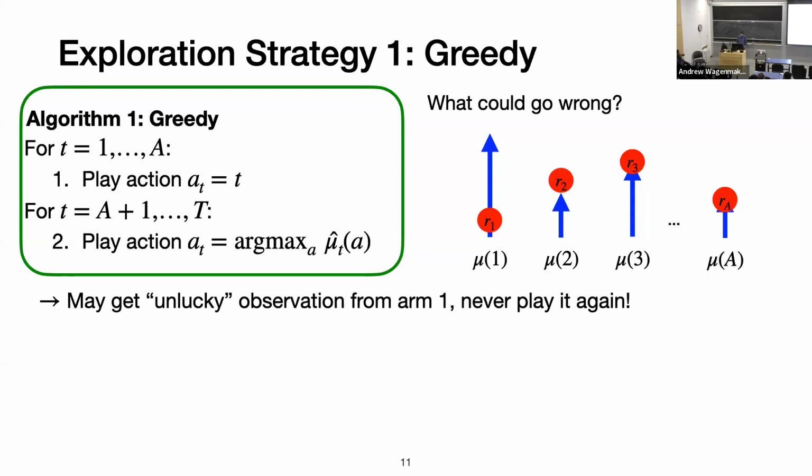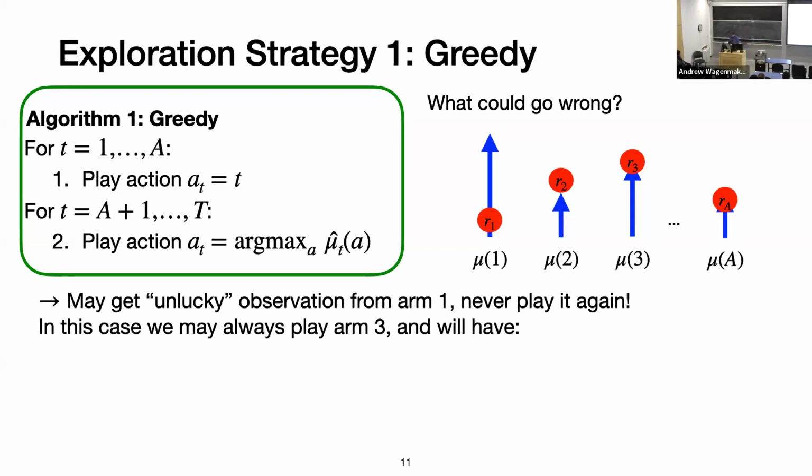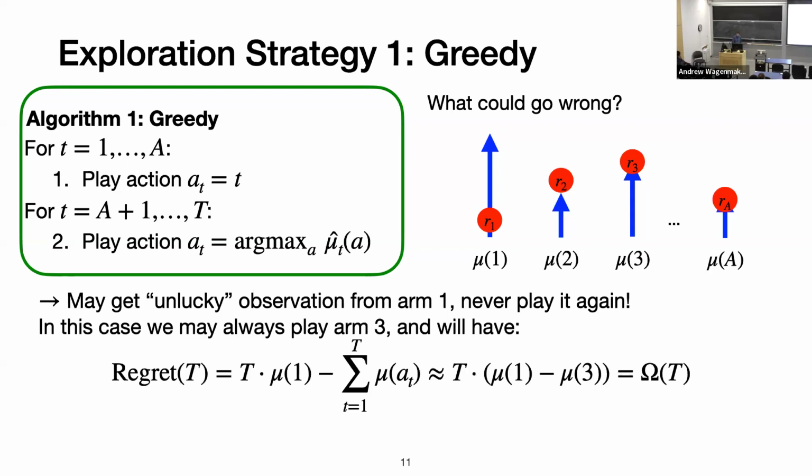Okay, so in this example, maybe I get unlucky on arm one, the first pull of arm one. I get a noisy observation from it, and it just happens to be really low. So I never pull arm one again. So what is my regret in this case? Well, say I always pull arm three, or almost always.